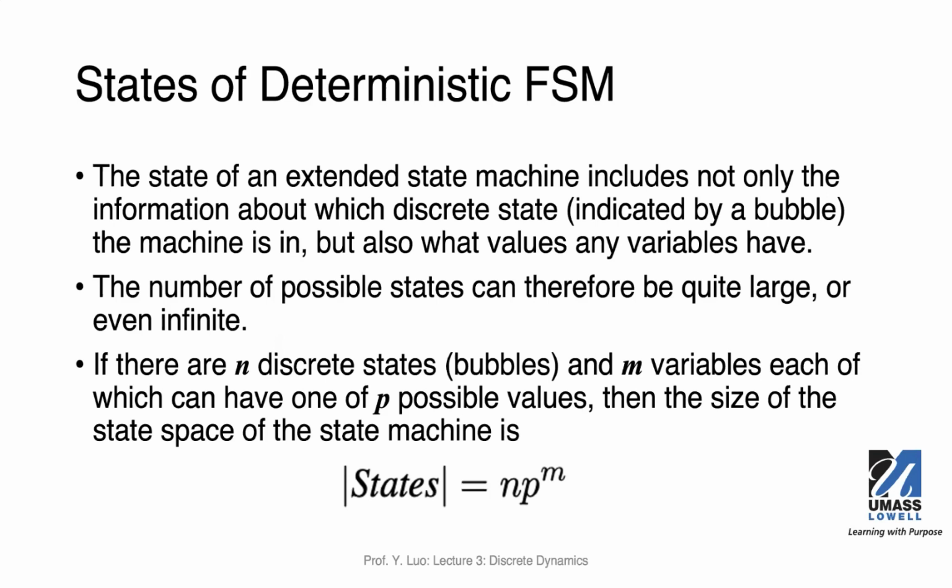Let's say there are n discrete states, these bubbles, and m variables, each of which can have one of p possible values. Then the size of the state space is defined as this. So the number of states in the state machine, if you don't use an extended state machine to represent it, will be n times p to the power of m. It's going to be a very huge number of states if p and m are large.